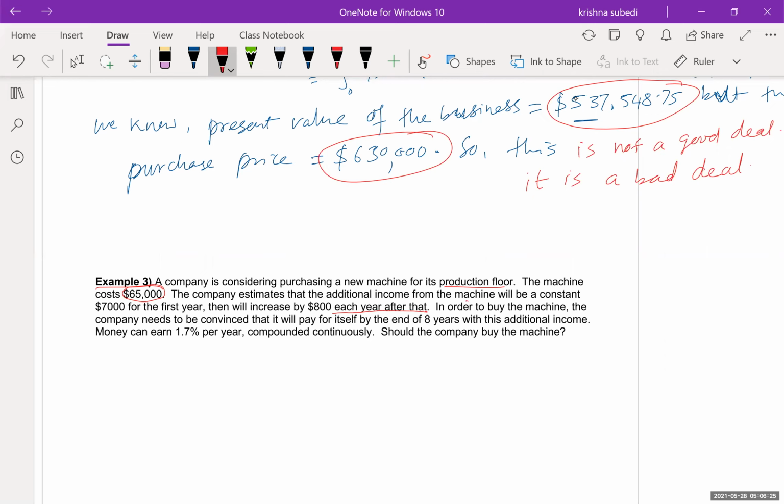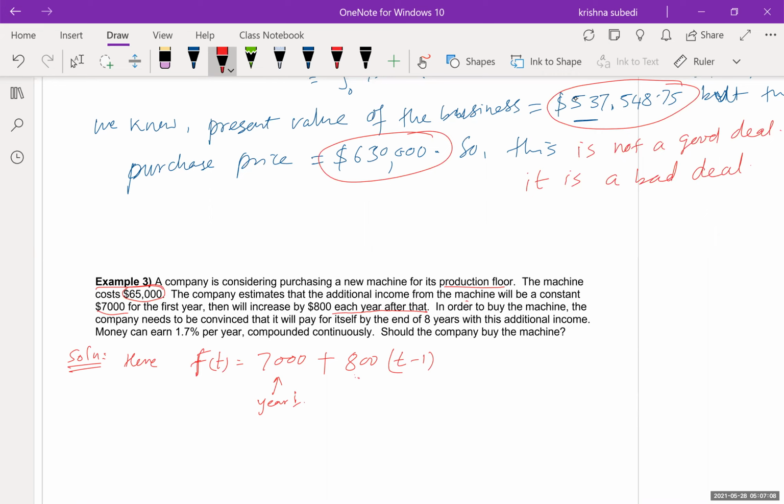Okay, the money flow is first year 7,000. Here f of t is $7,000 for the first year plus $800 each year thereafter. So this is year 1. Year 1 is there. And so for the remaining, if the total number of years is t, then t minus 1 years. For the remaining years, this is the income. So that will be your f of t.